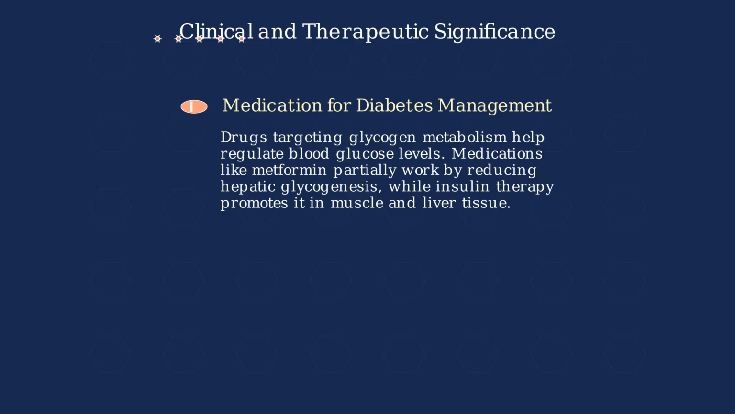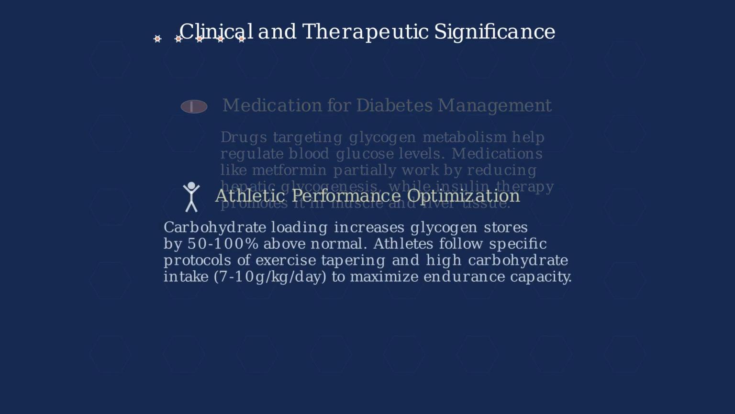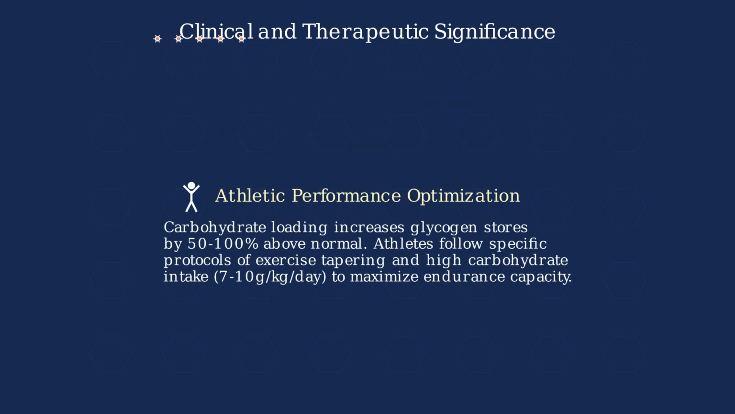The clinical significance of glycogenesis extends across multiple medical disciplines. In diabetes management, several medications directly target glycogen metabolism. Metformin reduces hepatic glycogenesis to help lower blood glucose levels, while insulin therapy works partly by promoting glycogen formation in muscle and liver tissue. For athletes, strategic manipulation of glycogenesis offers significant performance advantages.